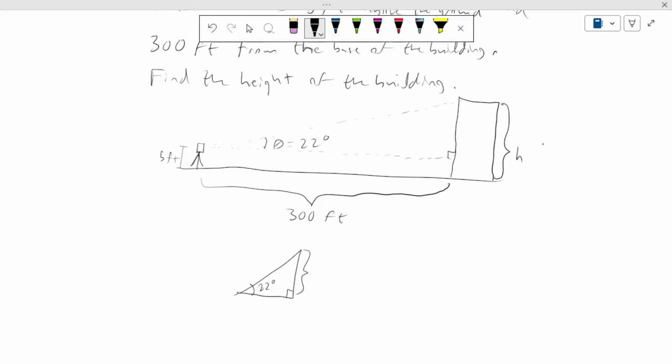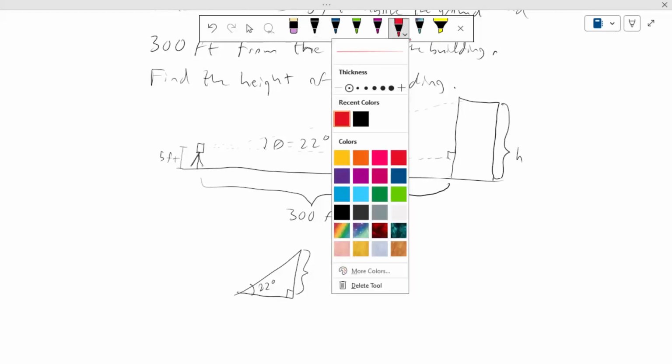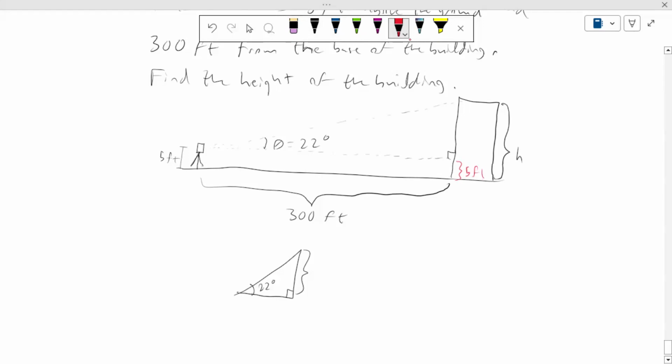Now, we're 5 feet off the ground, though. This triangle is 5 feet off the ground, so this distance right here is 5 feet. Which means that this distance right over here must be h minus 5 feet. So this side of the triangle is h minus 5, which totally matters. That's what we want to know. Now this horizontal distance is still 300 feet.